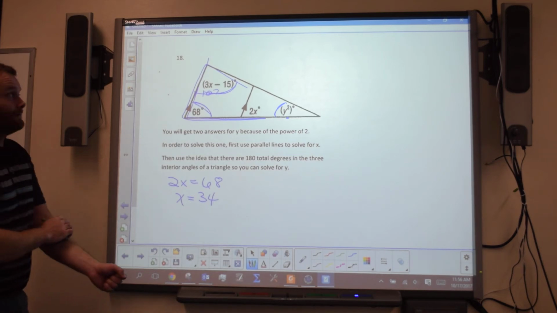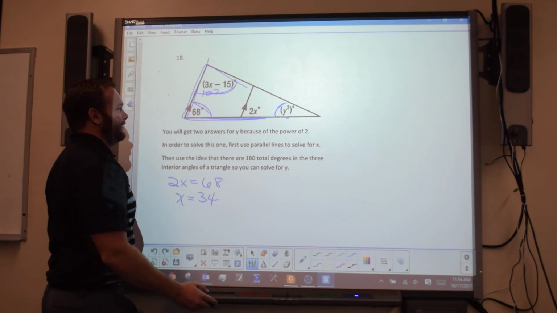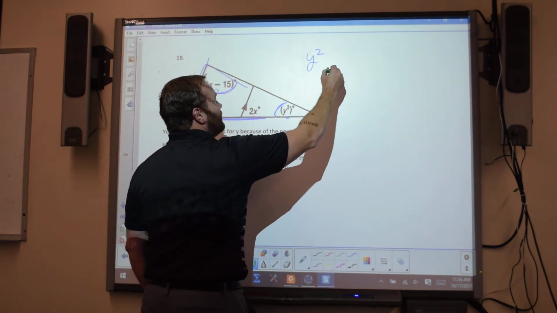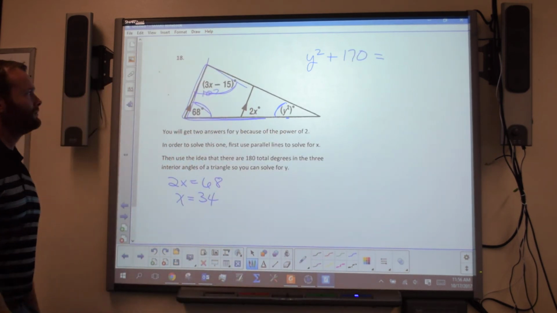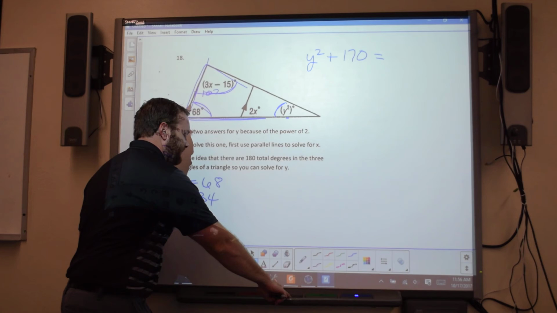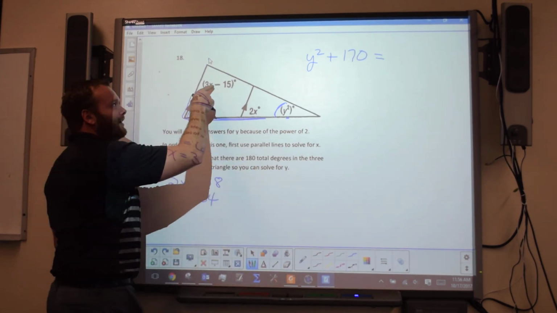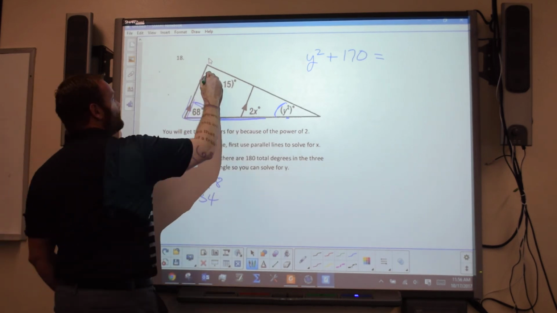180, doesn't it? 170? Yeah, that's terrible math by me. So we got y squared plus 170 should equal... I never subtracted my 15. Man. So we had 102, I know I make mistakes. I had 102 minus 15. What's 102 minus 15? 87, right? Okay. So we had 87 right there.